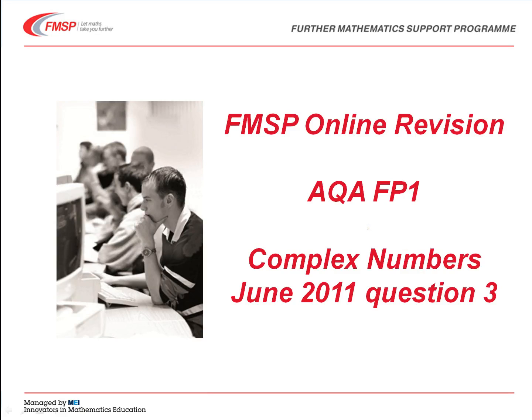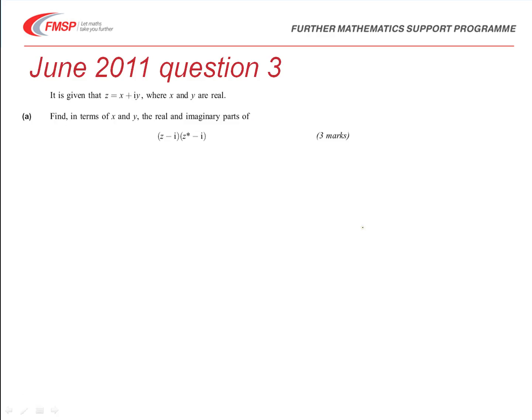Well, welcome to this online revision session for AQA FP1, in which we will be considering the June 2011 question 3 on complex numbers. In the first part of this question, we're given the fact that z is equal to x plus iy, remembering that i is the square root of -1. So x is the real part and y is the imaginary part of this complex number z.